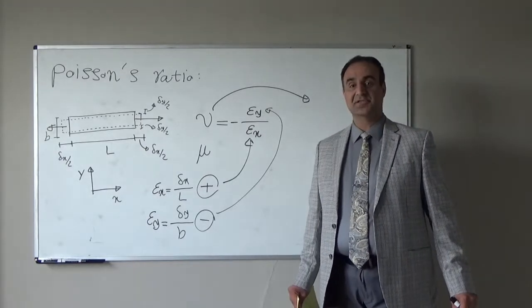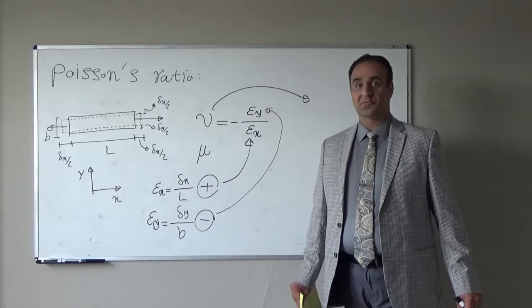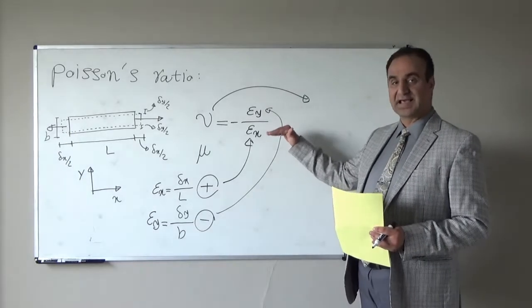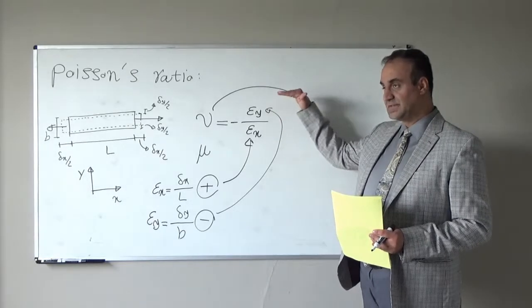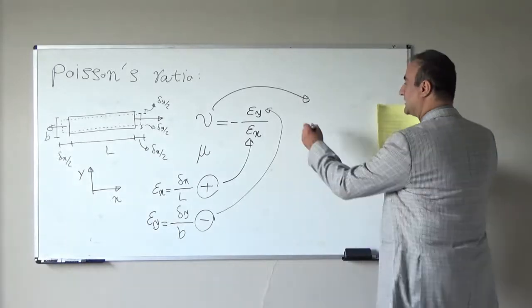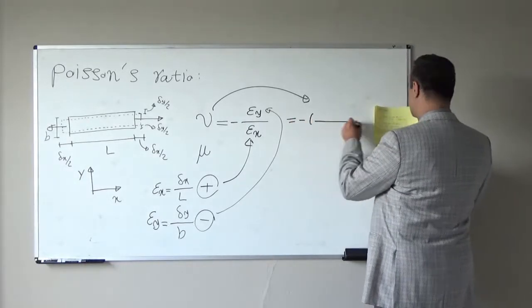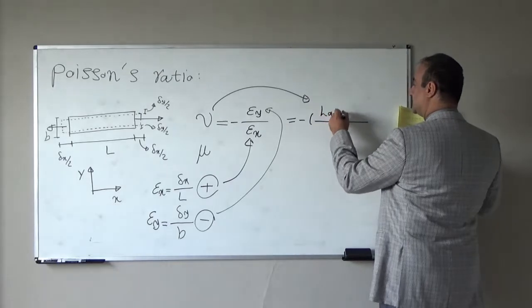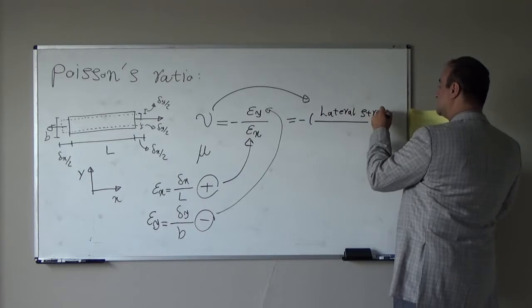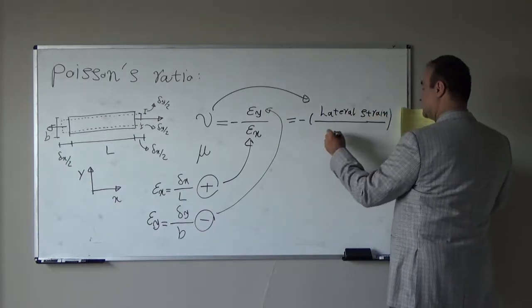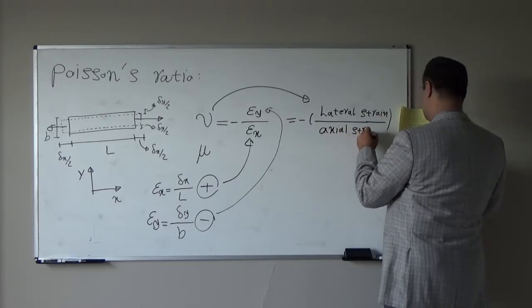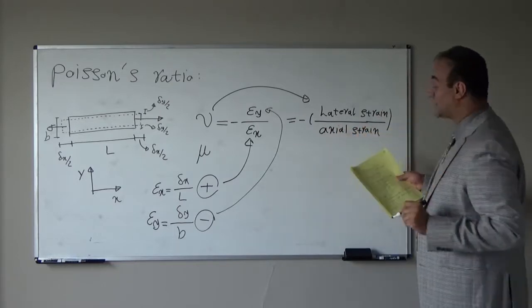This is the definition of the Poisson ratio. Poisson ratio is lateral strain divided by axial strain. So I can write even here: negative lateral strain divided by axial strain. This is Poisson ratio.